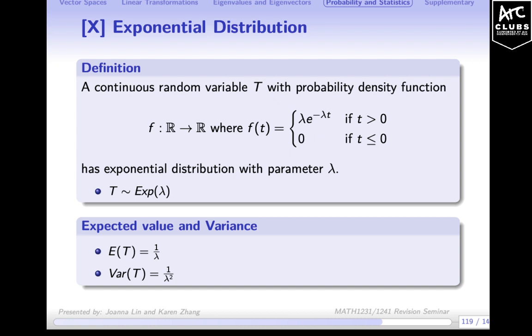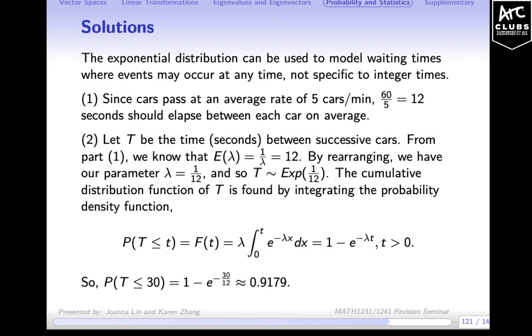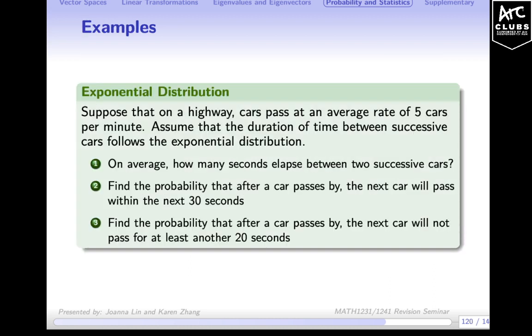This is the definition for the exponential distribution. What this distribution does is it's essentially used to model waiting times where the event can occur at any time, so it's not specific to integer values. So for example, in this question, you're on a highway and cars pass at an average rate of 5 cars per minute. Assume that the duration of time between 2 cars is an exponential distribution. That just means that during this time, you don't know when the car is going to pass, so you don't know the specific integer value, but you just know the interval of time where it will pass, which is why we use the exponential distribution.